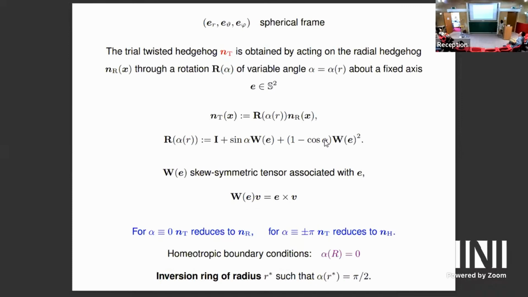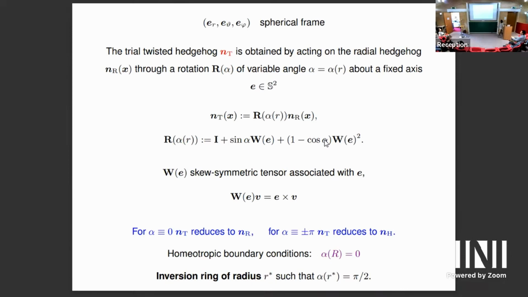And here is the formal definition of our twisted hedgehog. In a spherical frame, the trial twisted hedgehog is obtained by acting on the radial hedgehog through a rotation of the now variable angle alpha, which depends on the radial coordinate, about a fixed axis. When alpha is equal to 0, the twisted hedgehog reduces to the radial hedgehog, and when alpha is equal to plus or minus pi, it reduces to the hyperbolic hedgehog.